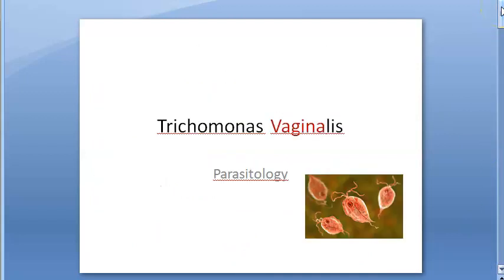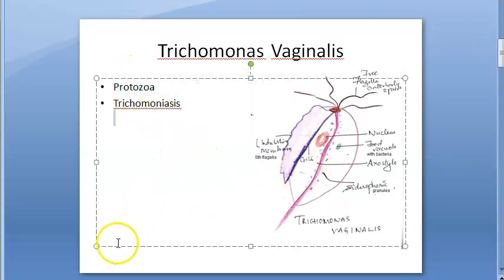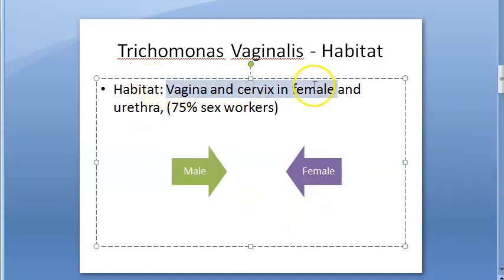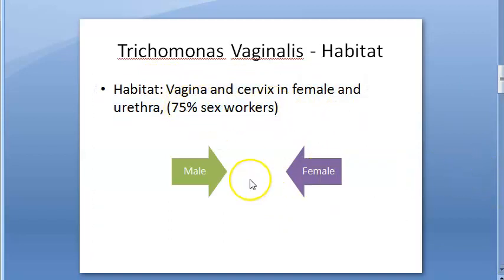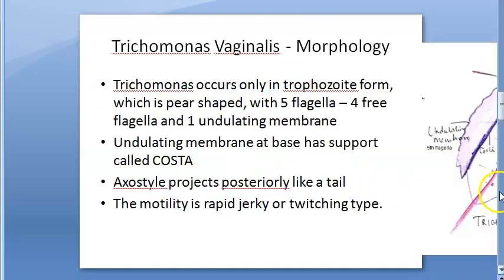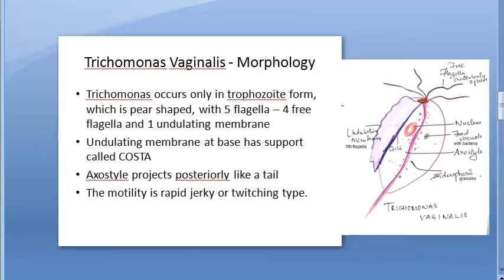Let's take a quick recap. Trichomonas vaginalis, we are looking at it from the perspective of parasitology. It is a protozoa. It causes trichomoniasis. The habitat is the vagina and cervix of the female and the urethra. 75% of sex workers are known to have this Trichomonas vaginalis infection. Male can pass to female, female can pass to male. Trichomonas usually occurs only in the trophozoite form. That is to make sure that the exam will become easy.